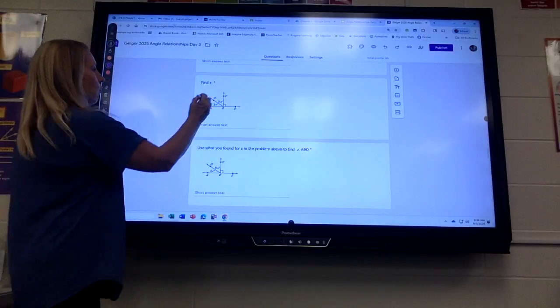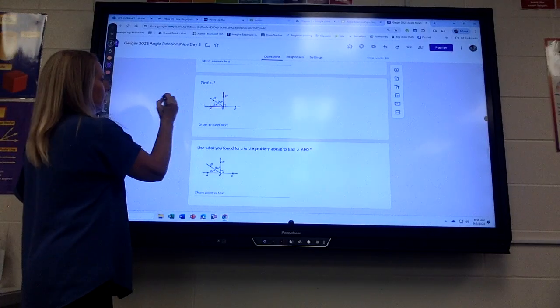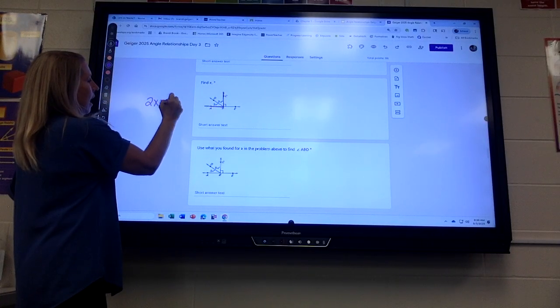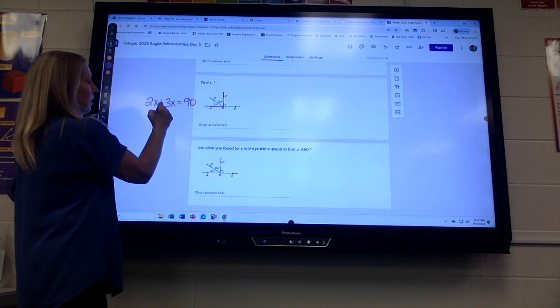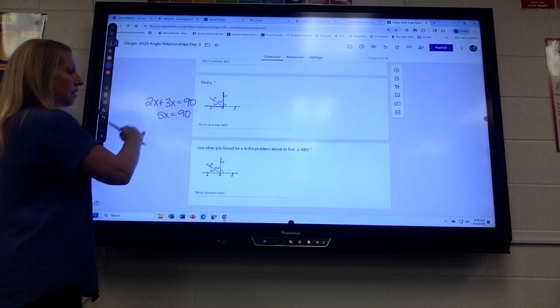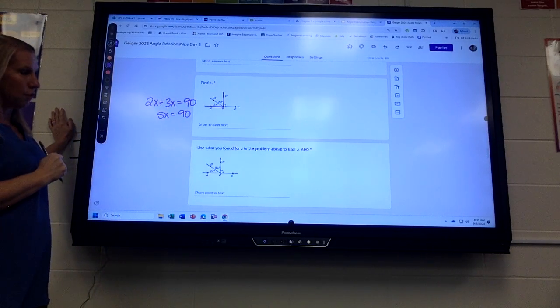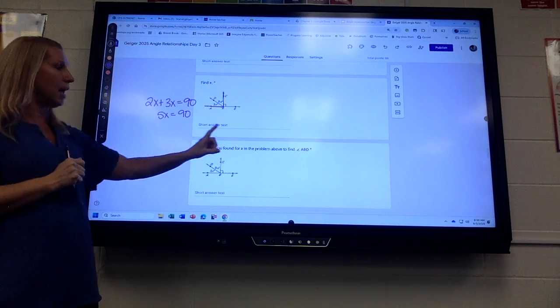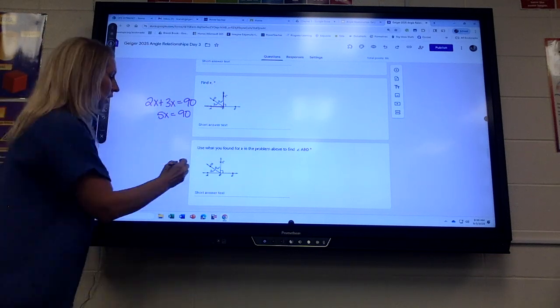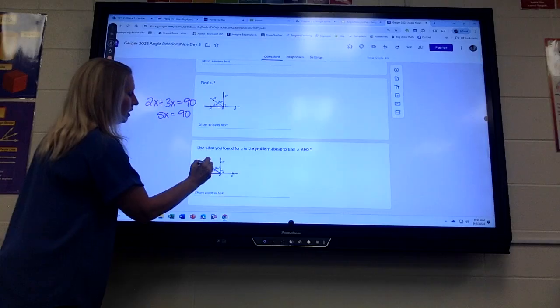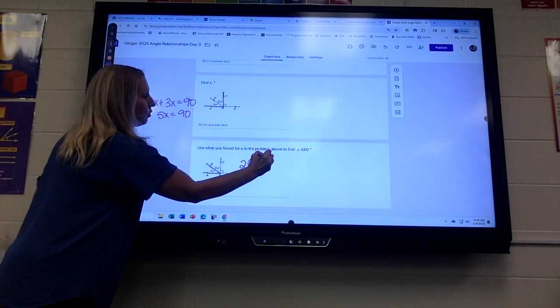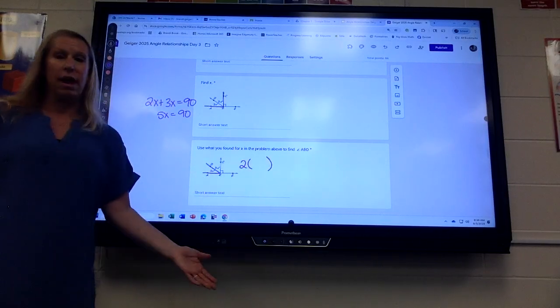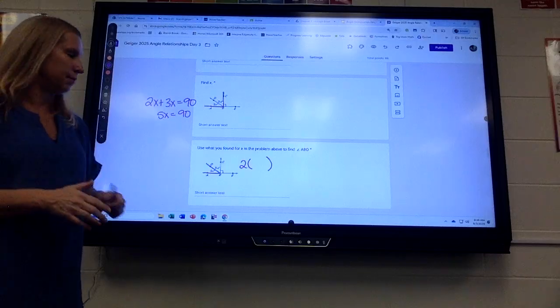Let's see, you have some more algebra. If it makes a right angle, they have to add to 90, so combine like terms and then do your algebra and solve. But once you get x, you're going to plug it in to find a, b, d. So you'll do 2 times whatever x is. So you'll just plug it in.